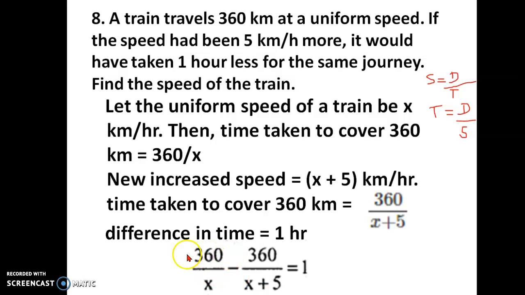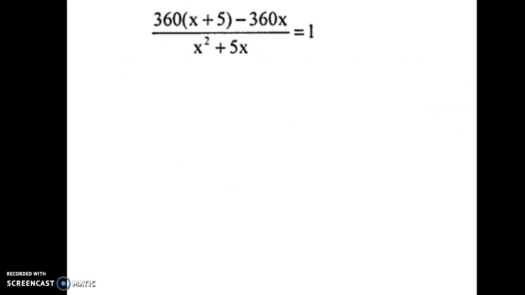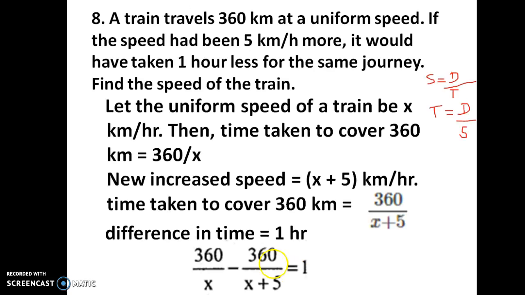You may wonder which to write first and which in the second. This is the first speed, so that is more time it is taking. And this is the time less taken, 1 hour less. So this should be written in the first and this should be written in the second. So this difference is equal to 1 hour. Now this is the equation. So change it into a quadratic equation. Simplify. So first find the LCM. So from here, LCM.